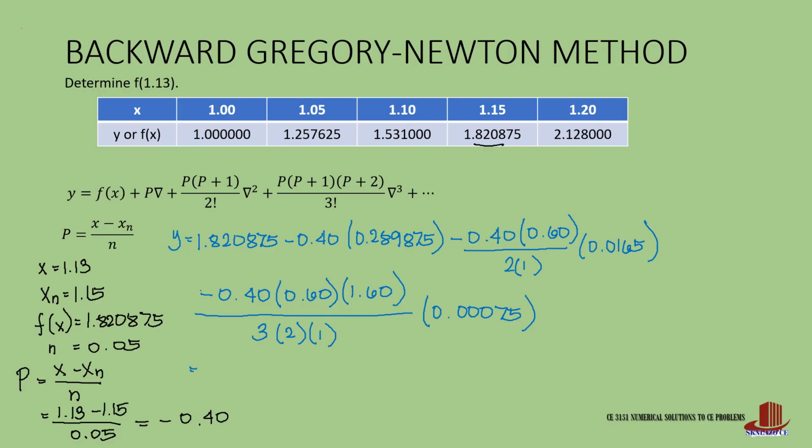Let's simplify terms. That would be 1.820875 minus 0.11595 minus 0.00198, another minus 0.4048. Thus, we would have our answer for y simplified as 1.702897.